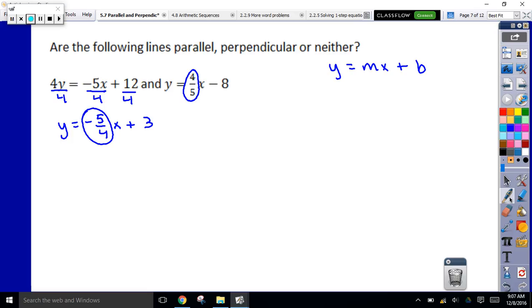So, to answer the question, are these lines parallel? Are they perpendicular, or are they neither? Perpendicular. Good. The slope of the first line is negative 5/4. The slope of the second line is the negative reciprocal, so they are perpendicular.